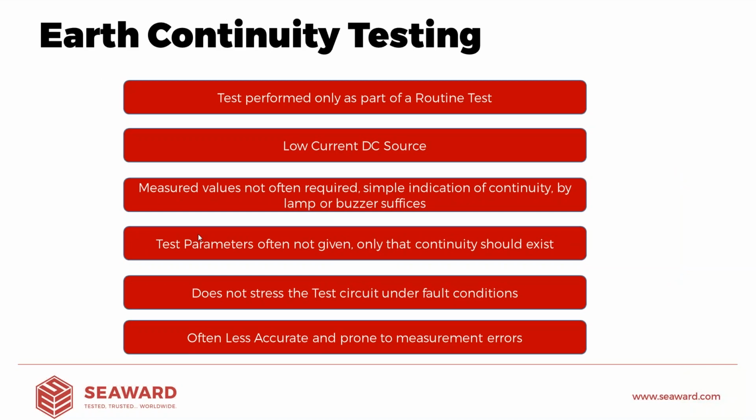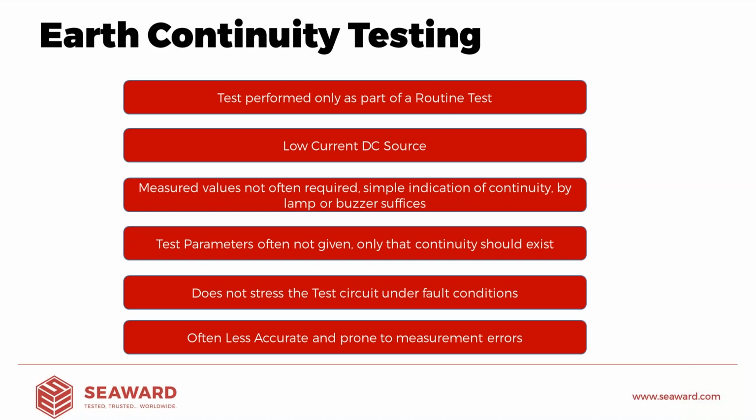So firstly, let's have a look at earth continuity. Earth continuity is only performed as part of a routine test. So when it comes to design testing or type testing, we generally will always perform a bond test, because that is the one that tells us how good the connection is. So continuity testing, where it does come up, is only performed really as a routine or production test.